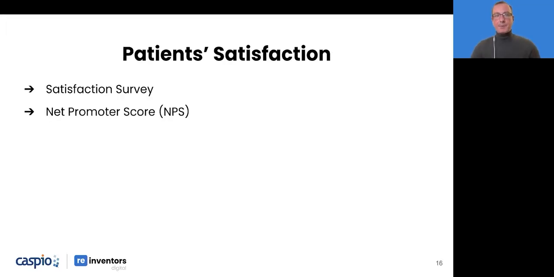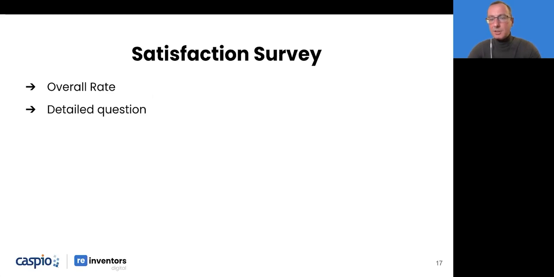Patient satisfaction. Actually, there are many ways to calculate it. I think the most popular are two, satisfaction survey and net promoter score. Satisfaction survey is simple. You send out a form, which usually consists of several questions. One with a general rating, how satisfied are you with our service? And then maybe a few more detailed questions for some particular fields which you think are important for clients.